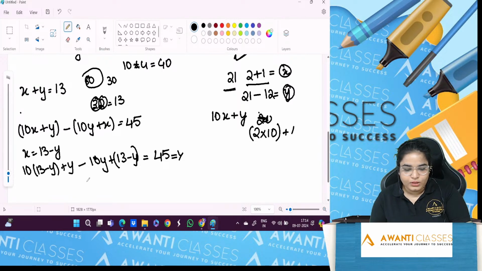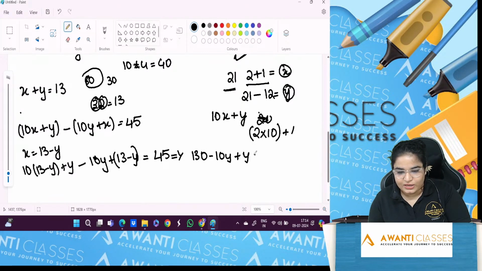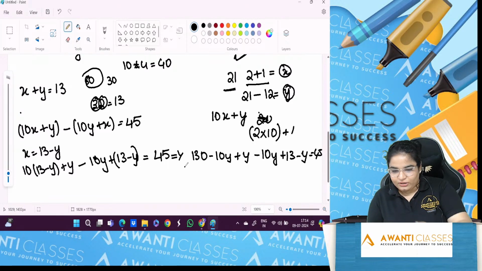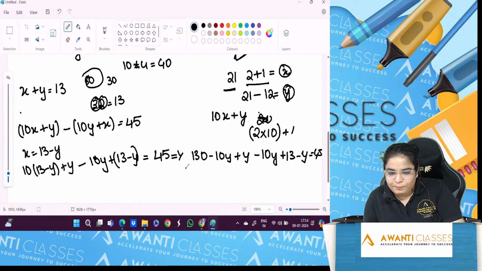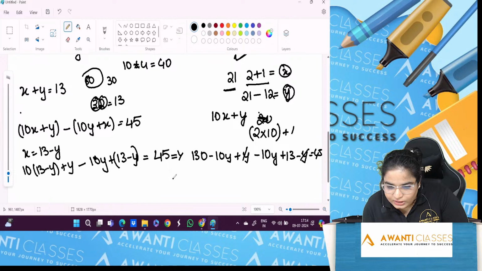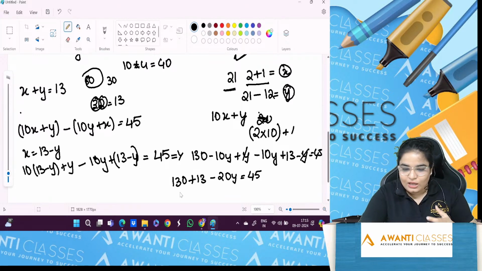Okay? Cool. Now, what is the answer to this? 130 minus 10y plus y minus 10y plus 13 minus y is equal to 45. Simple only, no? Just need to see how much. Yes or no? y plus y minus y gone. Okay. 130 plus 13 minus 20y is equal to 45. If I solve this, how much? Tell me.